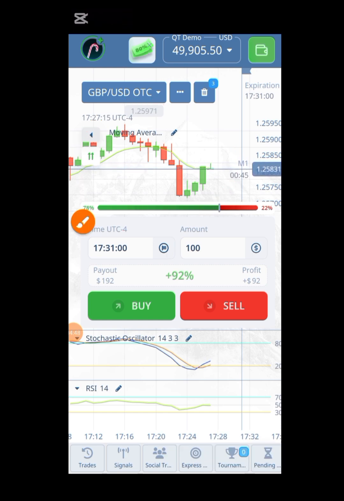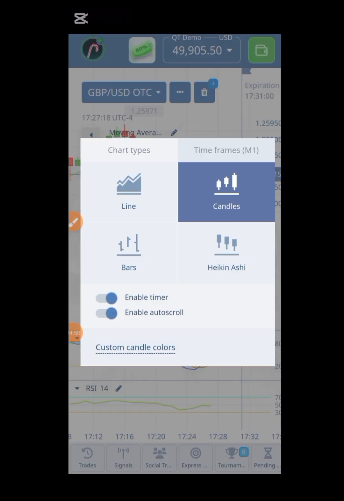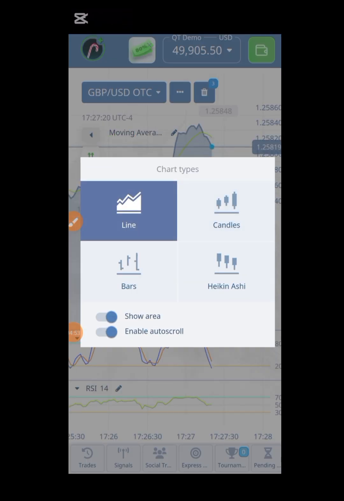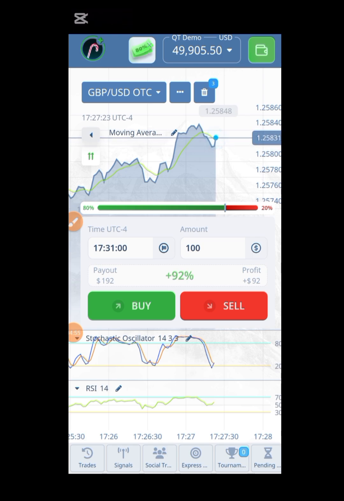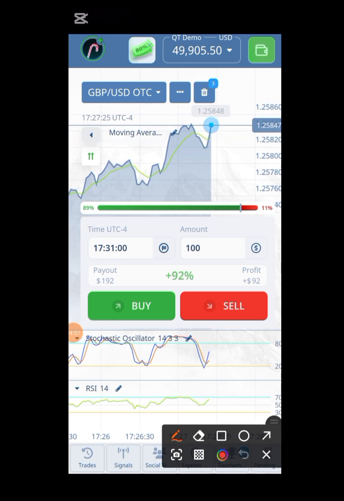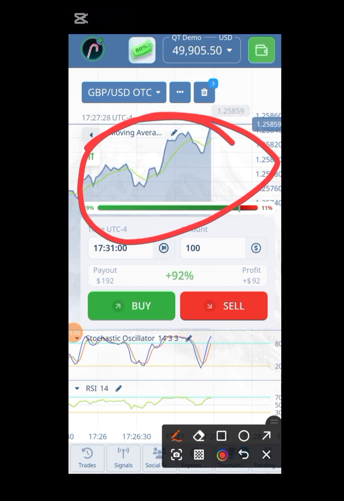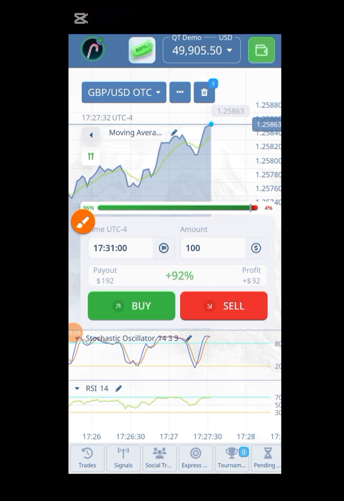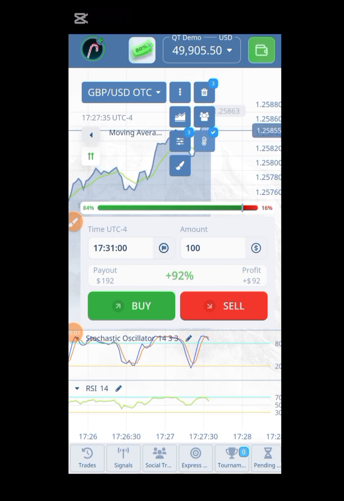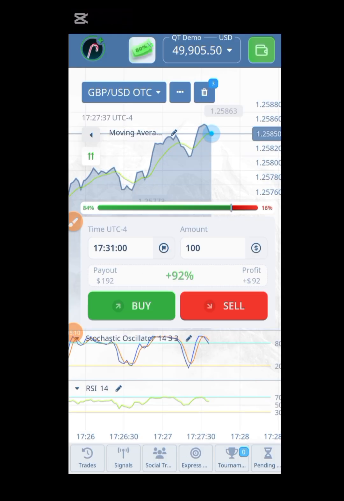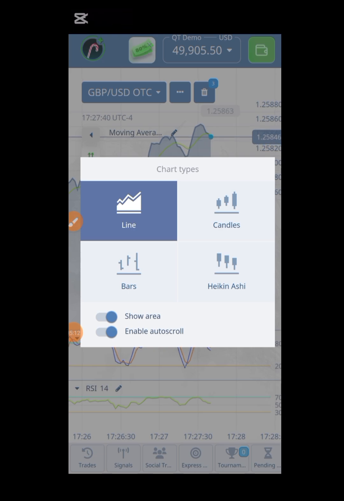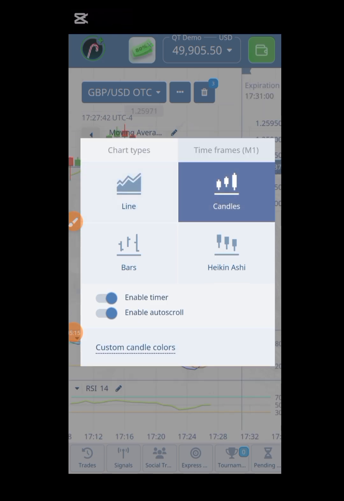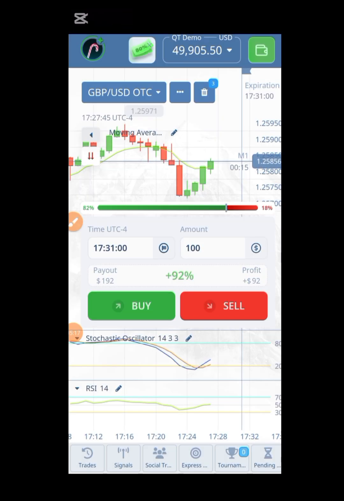But if you want to use the line, then you select the line and you realize that it will change. This is the line model of trading. It has changed. But as a beginner, it is advisable that you choose the candle, so that you have a clear visibility of your trade, of the movement of the candlestick. It is very important.